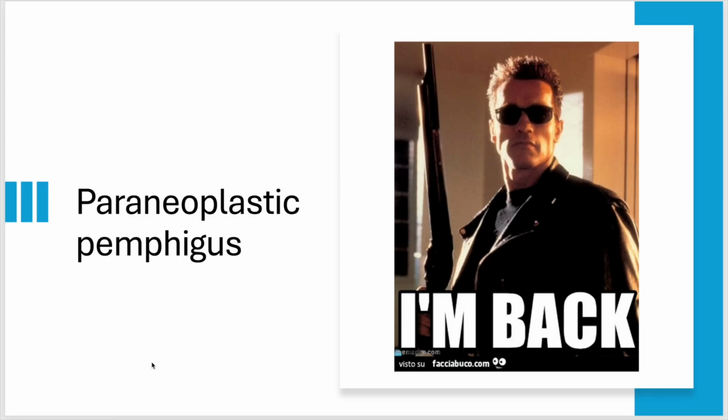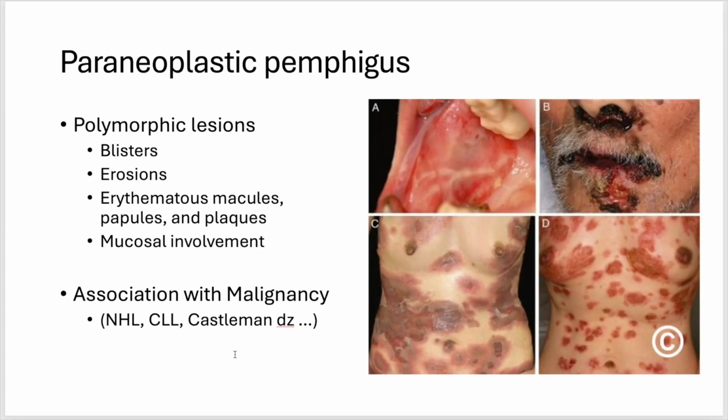So as promised, paraneoplastic pemphigus, or PNP for short, is back. Let's talk about paraneoplastic pemphigus. This disorder is rare, but it can be very severe. And it is almost always associated with an underlying malignancy. The common malignancies include non-Hodgkin lymphomas, CLL, and Castleman disease, etc.